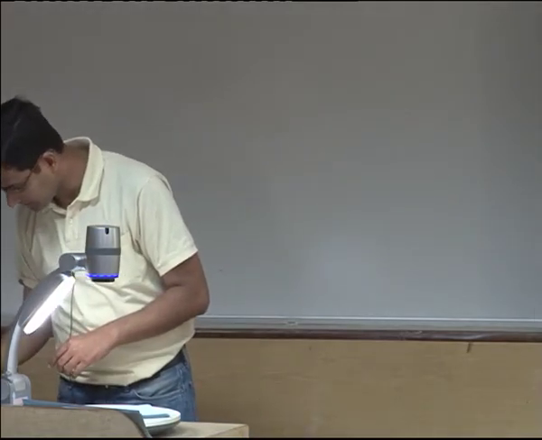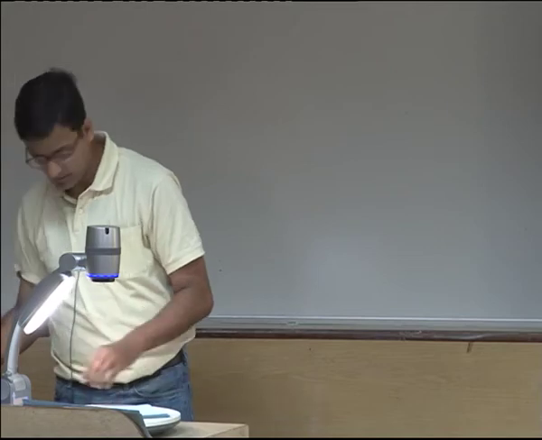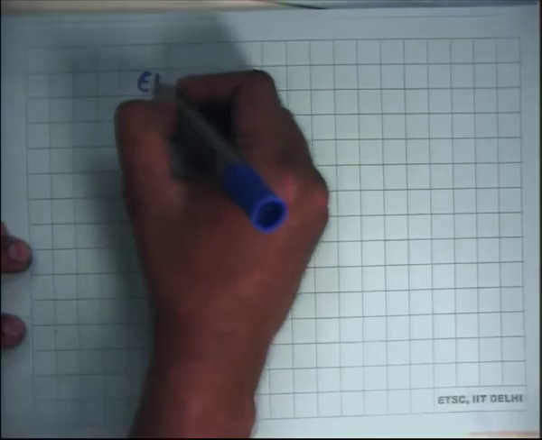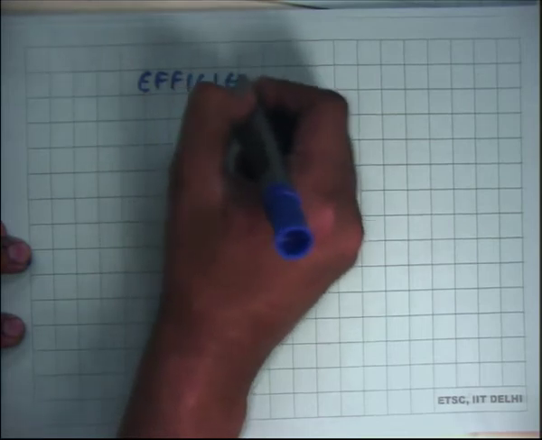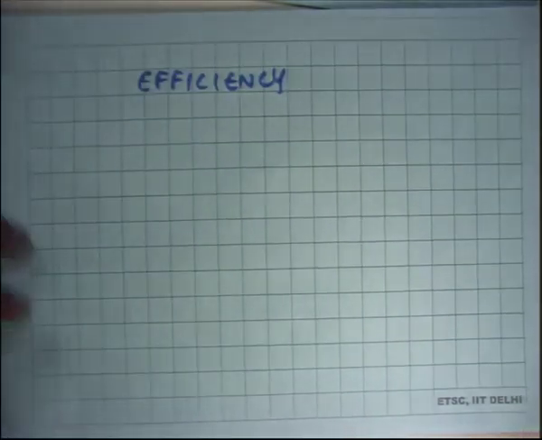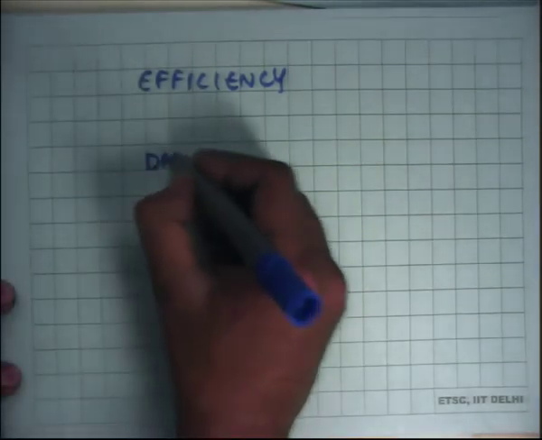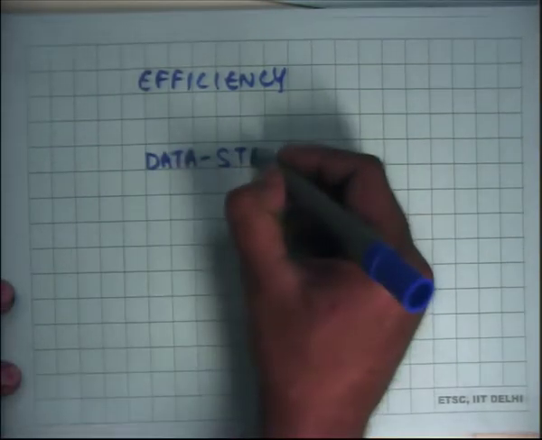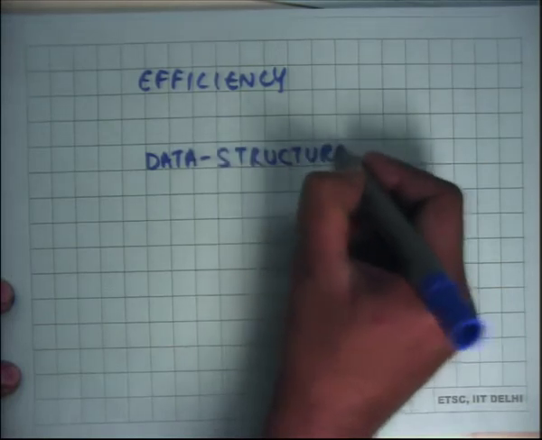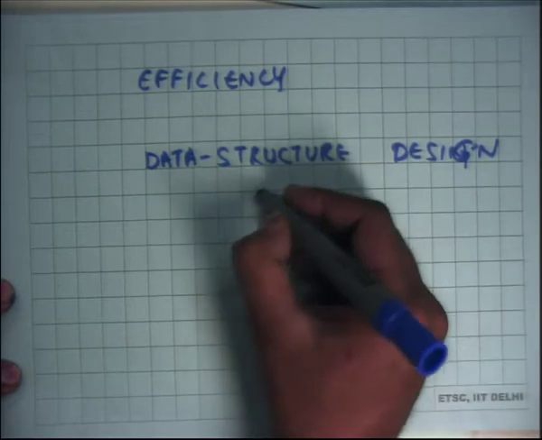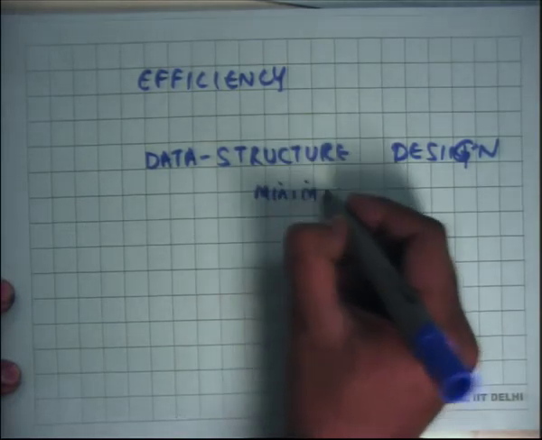The other thing you have to worry about is, of course, efficiency. So how do you provide efficiency? Well, firstly, data structure design, which we have already discussed, and this is basically about minimizing seeks.